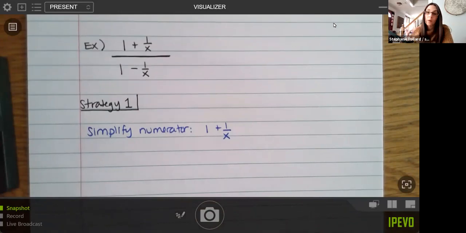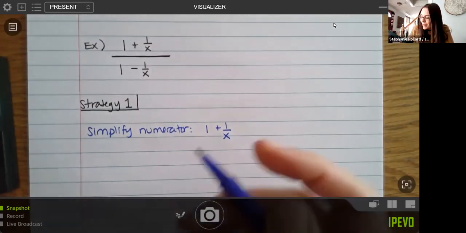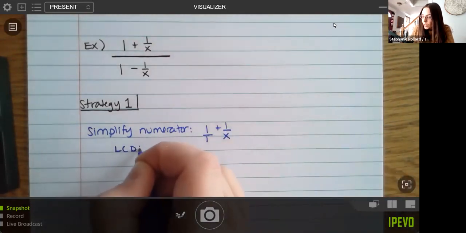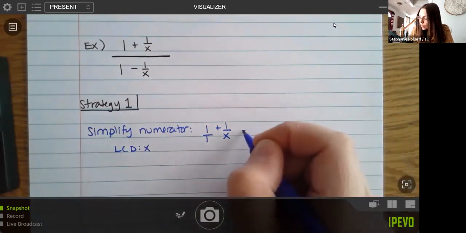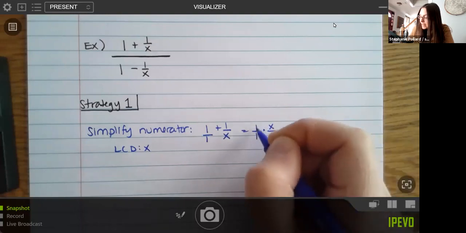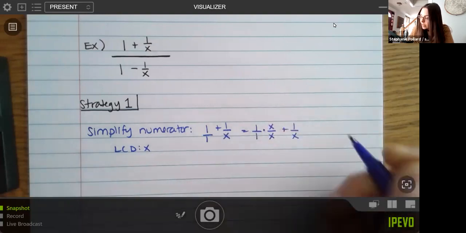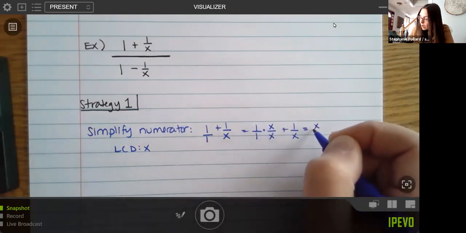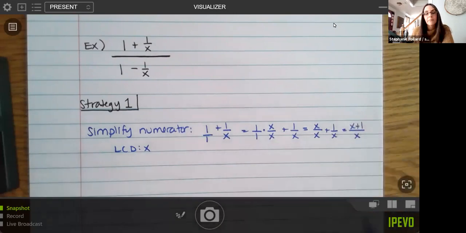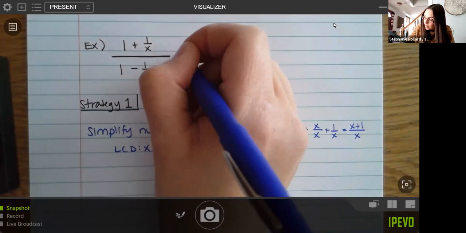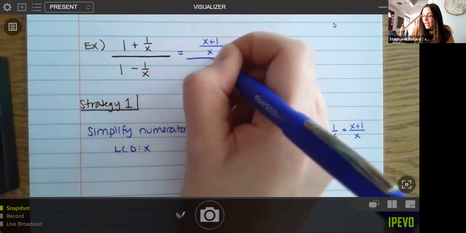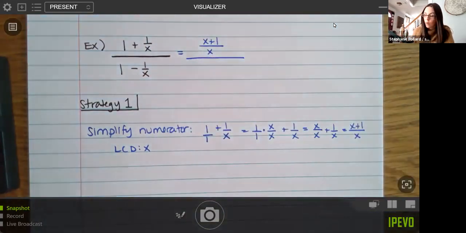So think about 1 plus 1 over x. We're adding. So here, this denominator would be 1, and then you'd have to think about, okay, I need an LCD, which would be x here. So what you would do is you would multiply by that missing piece for that first expression here. My second expression is fine because I already have the x in the denominator. So this becomes x over x plus 1 over x, which is x plus 1 over x. So my numerator becomes x plus 1 over x. And again, now it's one fraction all stuck together. So that's what I want.